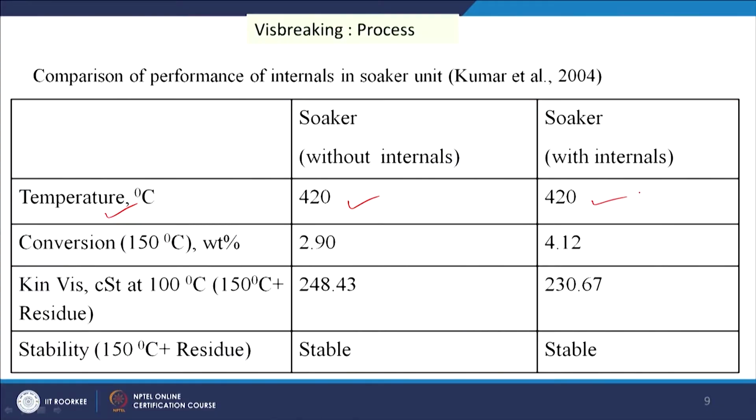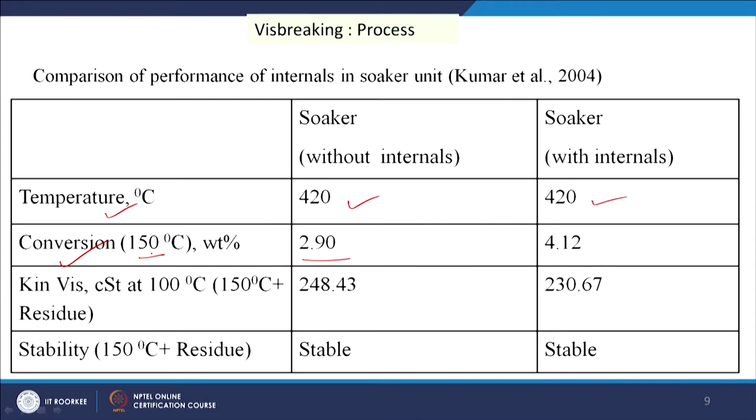What will be the difference between these two processes? If we compare the temperature, we see 420 and 420; in both cases the temperature is similar. But if we think about the conversion, then we get 2.90 percent of liquid fractions at 150 degrees centigrade. So, the liquid with a boiling point of 150 degrees centigrade is 2.90 percent, whereas with internals it is 4.12 percent.